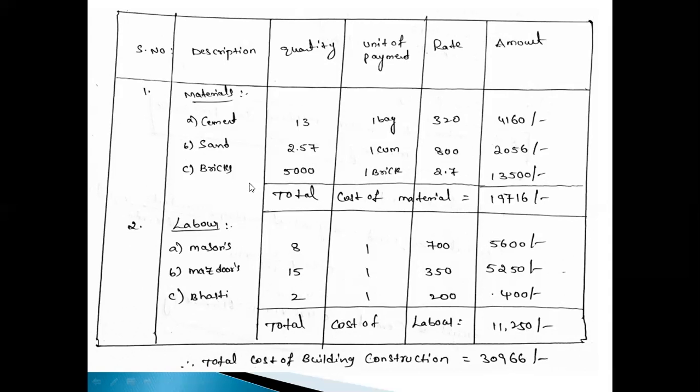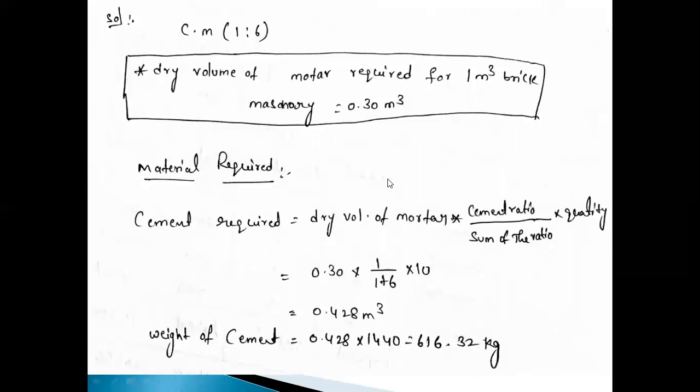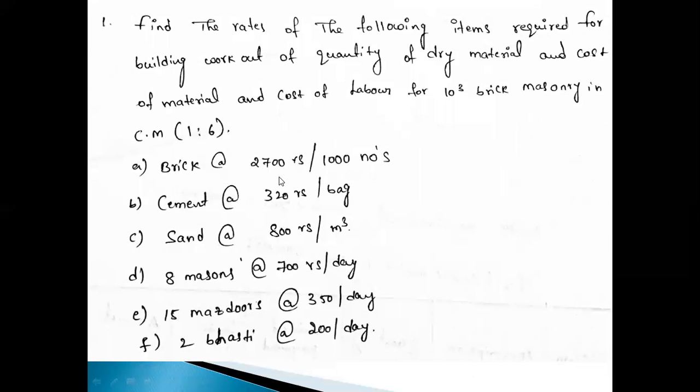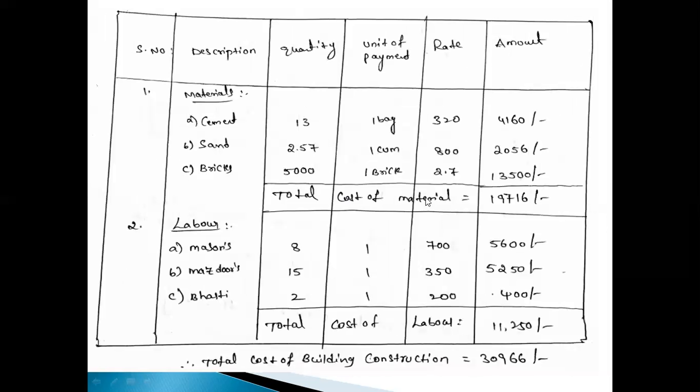Next, materials in brickwork. Bricks quantity for 10 cubic meters is 5000 numbers. Unit of payment is 1 brick cost. Here rate is 2.7 rupees per 1 brick. Here given data 2700 rupees per 1000 numbers. So each one brick cost equal to 2700 divided by 1000, that is equal to 2.7 rupees per brick. Here 2.7 multiply with 5000, then finally 13,500 rupees. It is the requirement of bricks and cost.